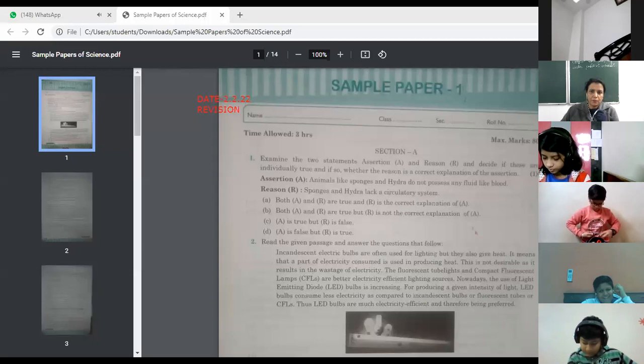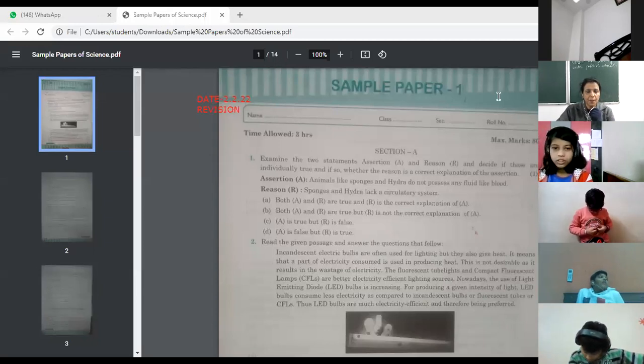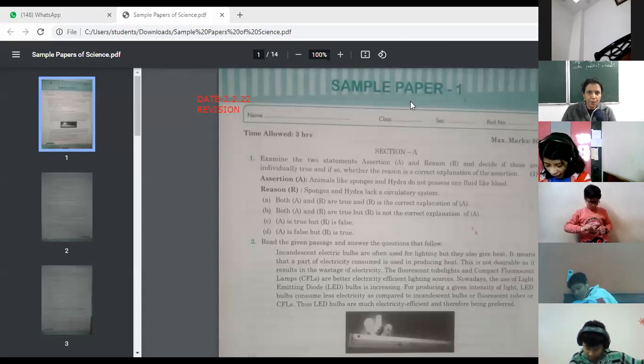Today we'll start the revision in this class and it is better to do the sample papers. Sample paper 1 will be starting. Already, children, we had completed all the worksheets related to your syllabus. So sample paper 1 will be started now.